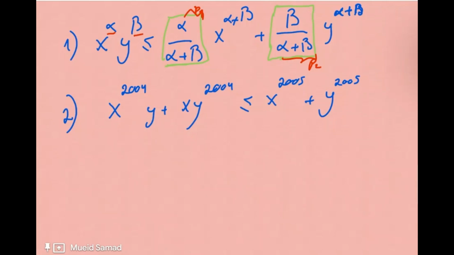Hello, today we want to talk about one application of the AM-GM inequality and one corollary of that. Let's start out with inequality number one, which is the direct application.